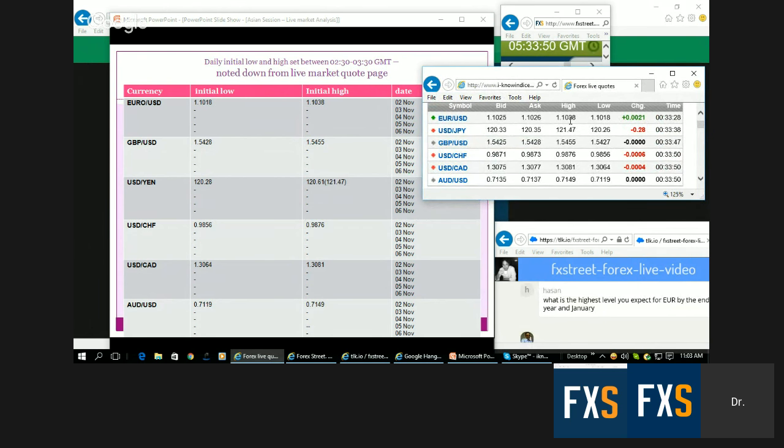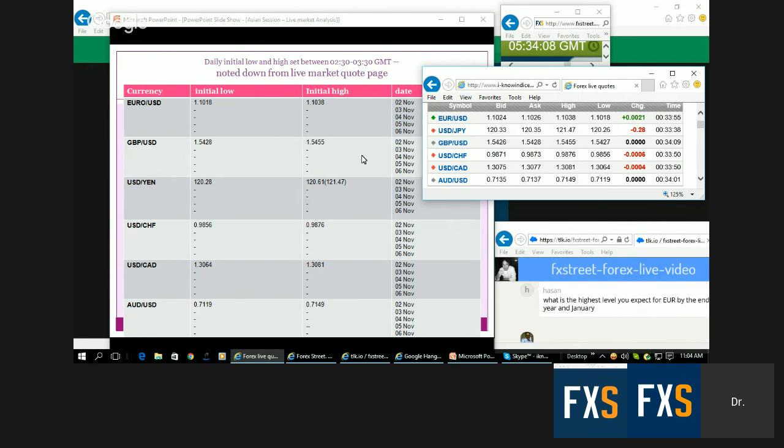1.1018 and 1.1038. So the lows and the highs are not breached. And in the case of yen, they are showing the high of Friday, but actually today's high is 120.61. I'll come to that of GBP now.